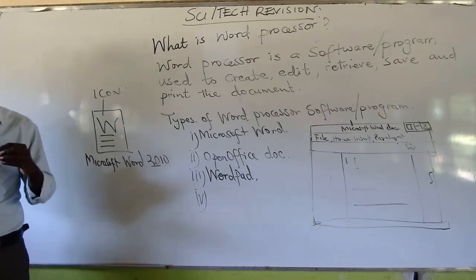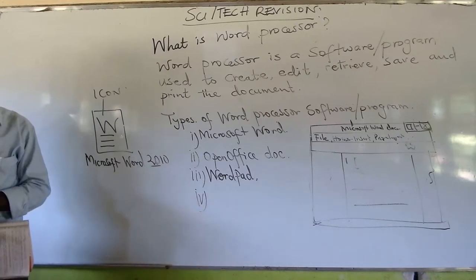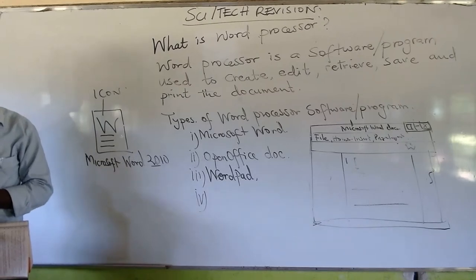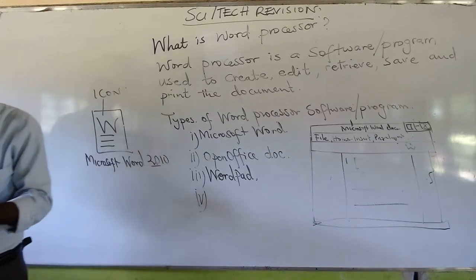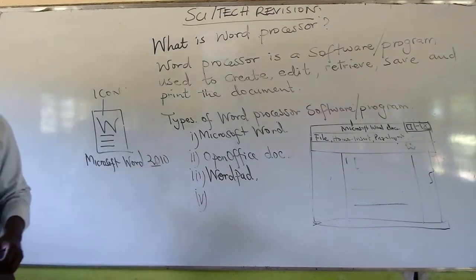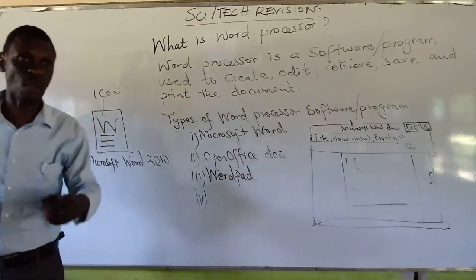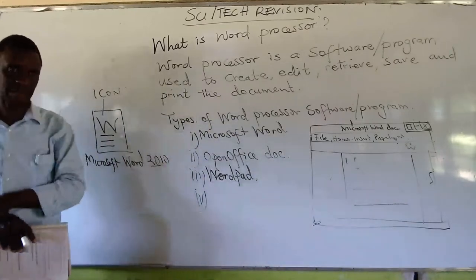What is editing, first of all? Who can tell me what editing is all about? Yeah, it's an act of making correction in a document. You make changes in a document. An act of making change to your document. That's what we call editing.